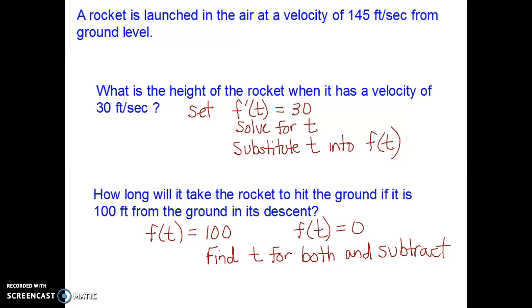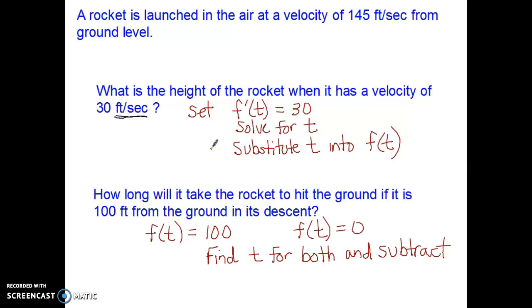What is the height of the rocket when it has a velocity of 30 feet per second? Once again, I'm going to look at my unit of measure. That's an instantaneous velocity. So I would set my first derivative equal to that value of 30, solve for t, and then in order to answer the question, which wants to know a height, I would have to continue on and substitute t in the original height equation.